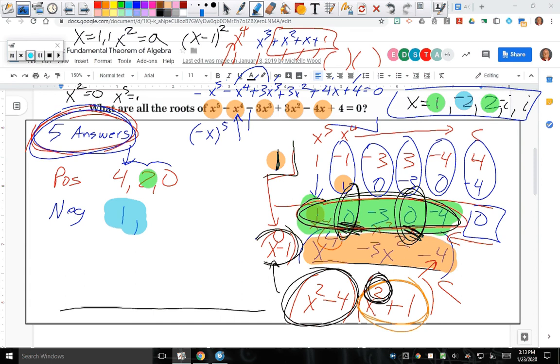There are 2 positives. There's 1 negative. Yeah, there's a negative i. Okay, but it's imaginary. Imaginary number. Descartes' rule only applies to real x-intercepts, the ones that actually hit the x-axis. It does not relate to complex or imaginary. D-E-S-C-A-R-T-E-S.